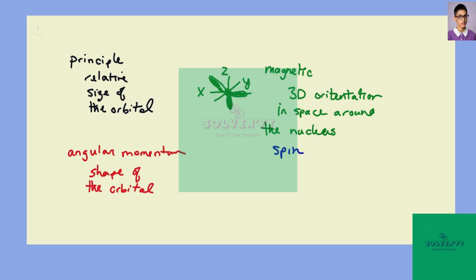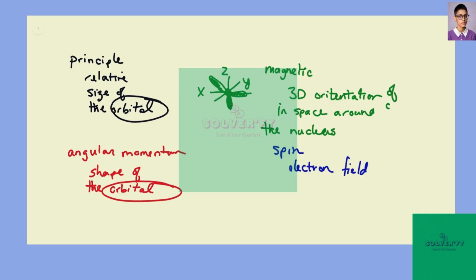And then lastly, the spin is the electronic spin for the electron. And so if we had to go around and be specific, then we can say that this one specifically is talking about the orbital, the principal. And then the angular momentum is also talking about the orbital. The magnetic quantum number is also talking about the orbital, 3D orientation of orbital. Sorry, I forgot to write this. So orbital. And then this one is talking about the electron.